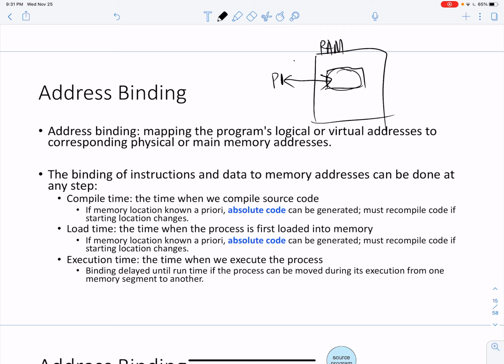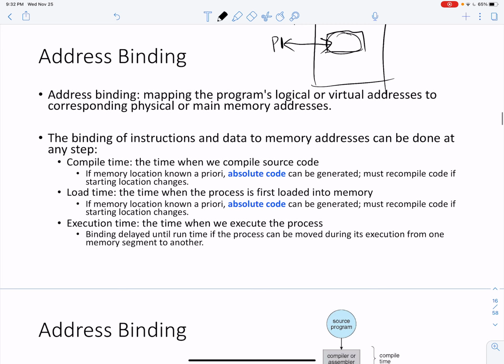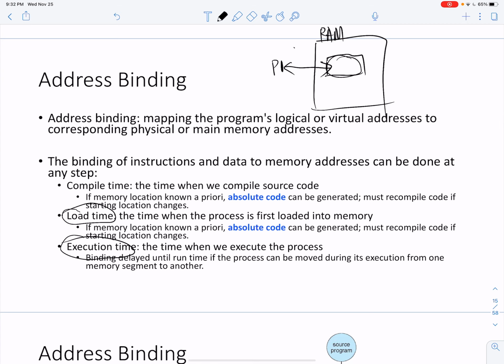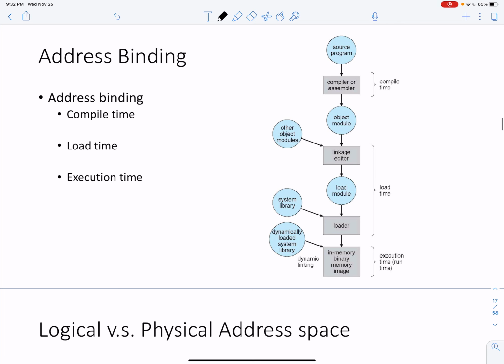To do address binding, there are three different times to do it: at compile time, when we compile our code; at load time, when we first load it into memory; and at execution time, when we only bind the process to a certain memory space at the time we execute it. Doing it at compile time is more difficult and not flexible, because if next time you want to bind this process to a different space, you have to recompile the program again, and this is not convenient at all. So most of the time we do it either at load time or execution time, because this is more flexible.